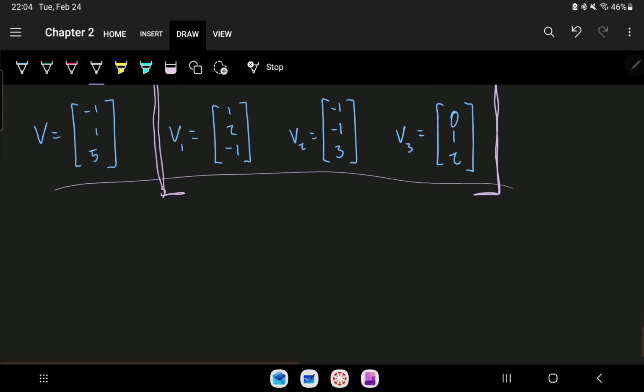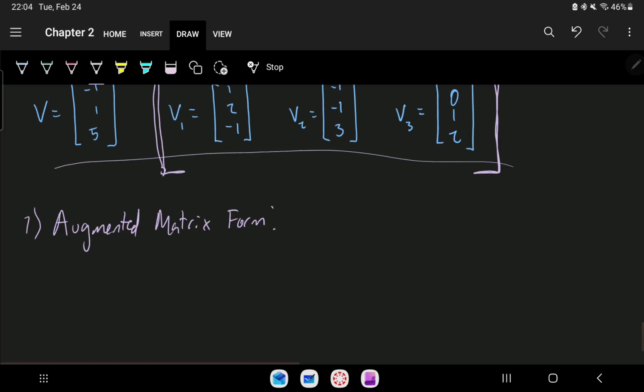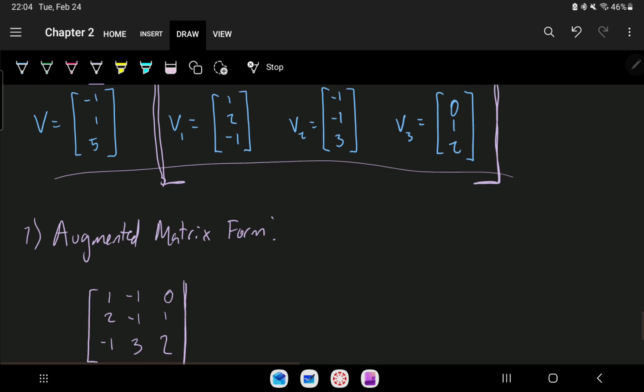Our first step, if you remember, is to put this in an augmented matrix. Here you remember the first vector is the first column, the second vector is the second column, and the third vector is the third column. Then we're going to augment it so that this v can be represented as the potential solution. Hopefully everybody can see how we got that.